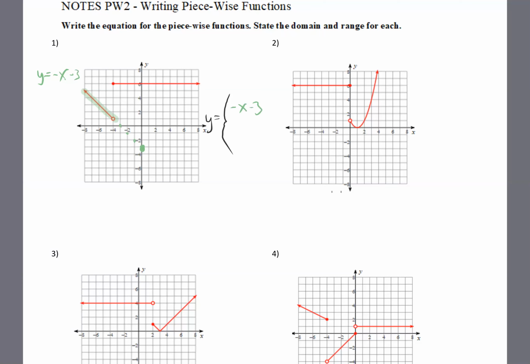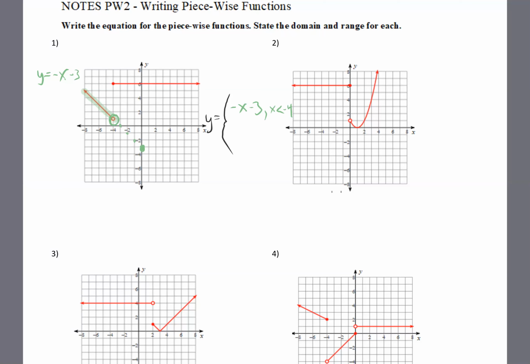But it's not the entire line. It's only the part where all the x coordinates, see how this is going to the left forever? So if it's going to the left forever, you say less than. You look at the point furthest to the left. What's the x coordinate of that point? Negative 4. So this would be your first piece. It's the line y equals negative x minus 3 for x is less than negative 4.